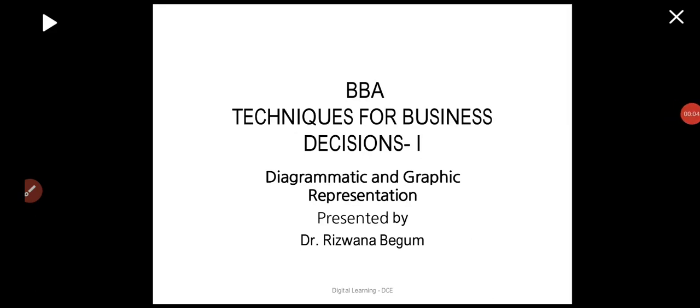I am Dr. Rizwana Begum, and in this session, I'd like to discuss diagrammatic and graphic representation, and we shall look into some more illustration on location of mode through histogram. We have seen in the previous sessions how to locate mode graphically. Some of the illustrations we have already seen. We'll look into some other illustration.